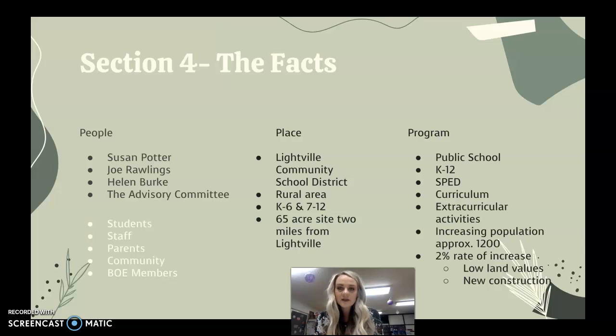So the program is a public school that services K-12. Because it is a public school, we can make the assumption that they do have a special ed department. They do have curriculum. We know that because we have different teachers who are teaching parts of the curriculum. They have extracurricular activities, and they have an increasing population. Right now they're at approximately 1,200, and this is about a 2% rate of increase. I wanted to note that that's due to low land value, and these newly constructed buildings have been a huge perk for people wanting to move in, seeing that they have new schools and have a reason to continue building for an increase in population.